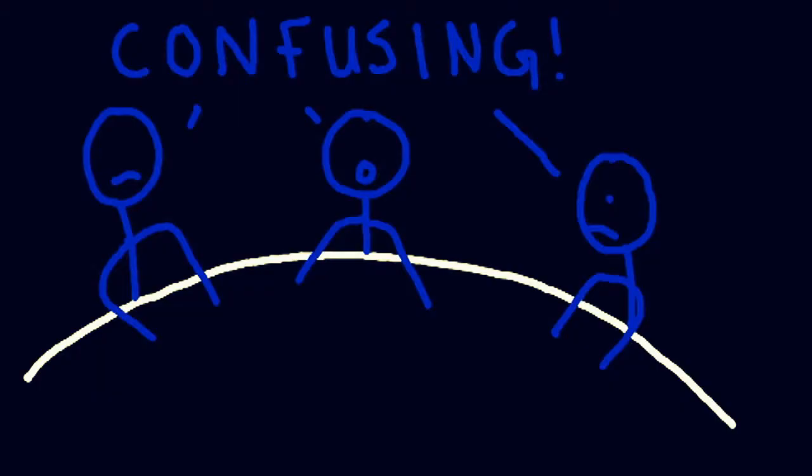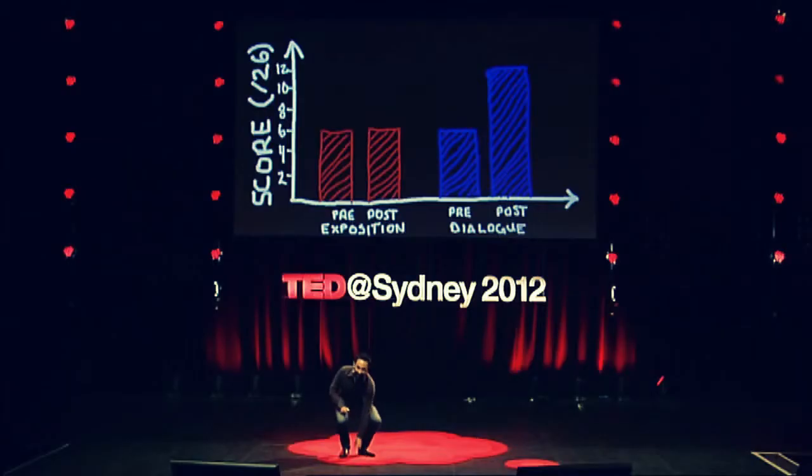What did the dialogue students say? Well, no one told me that it was clear. No one told me it was concise. No one said it was easy to understand. In fact, most of the time, they told me it was confusing. Man, maybe this backfired. So how'd they go on the post-test? Well, their scores nearly doubled to 11 out of 26. Okay, it's not 26 out of 26, but it's a start.